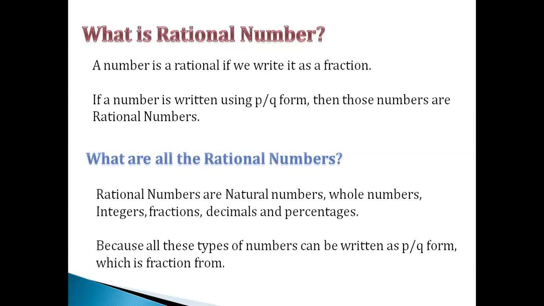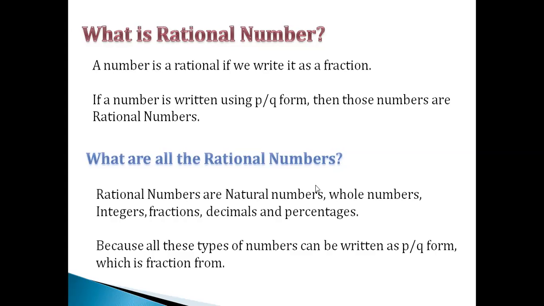So all these types are rational numbers, such as natural numbers, whole numbers, integers, fractions, decimals, percentages. The reason why all these types are rational numbers is that all these numbers can be written in the form of p by q, which is a fraction form. We can write all these numbers as fractions.